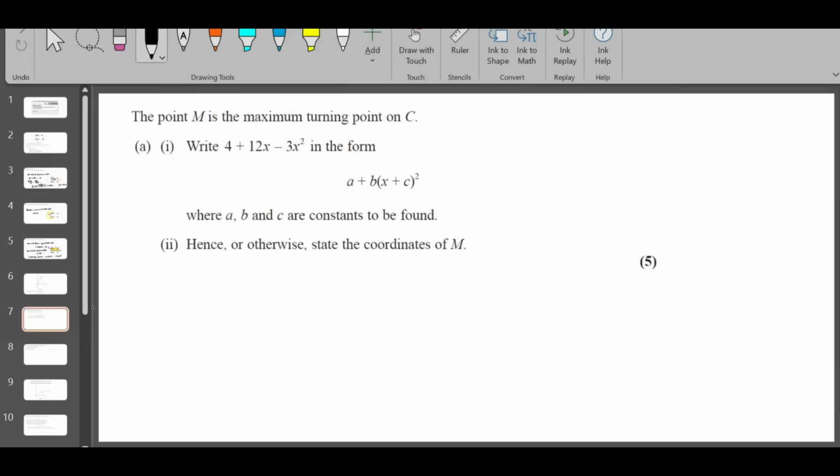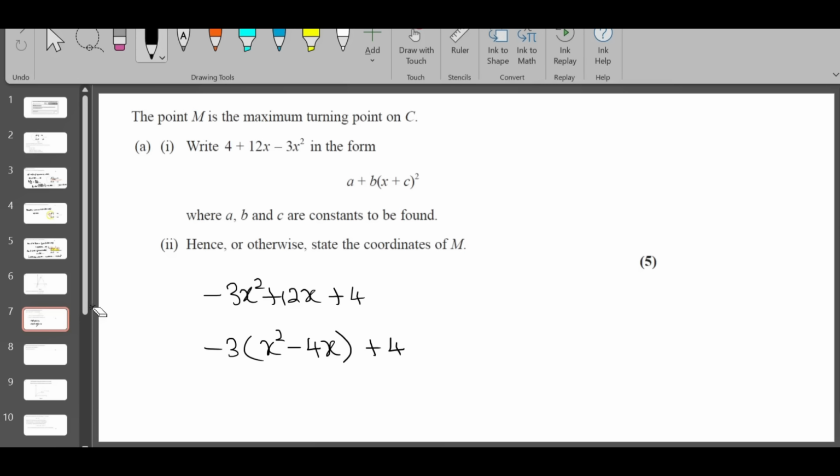Part A says write this in this form, so we need to apply completing the square. So I'm going to write it in the standard form first, minus 3x square plus 12x plus 4. And whatever number you have here with x square, take it out. So I'm taking minus 3 out, I'll get x square minus 4x, keep this 4 outside.